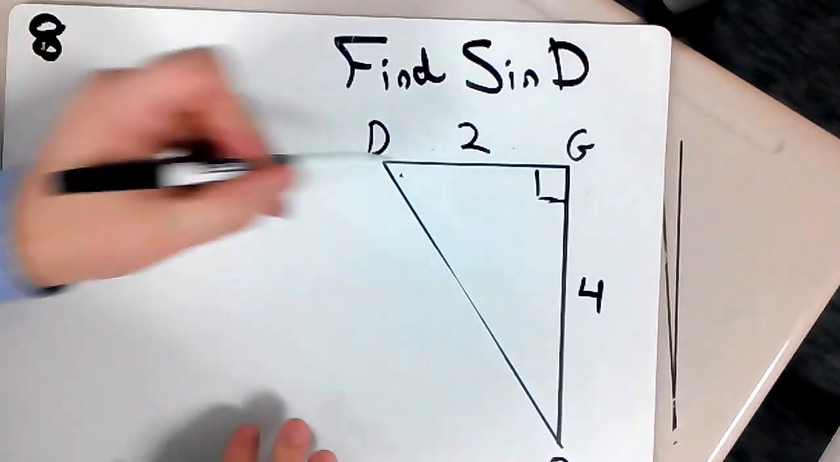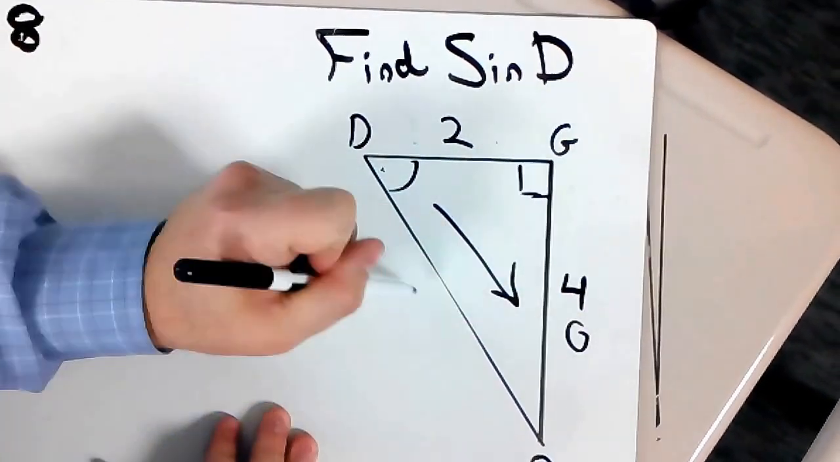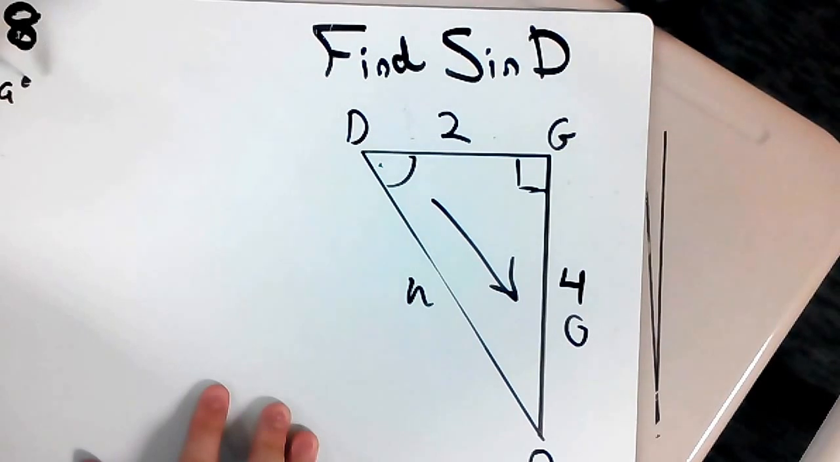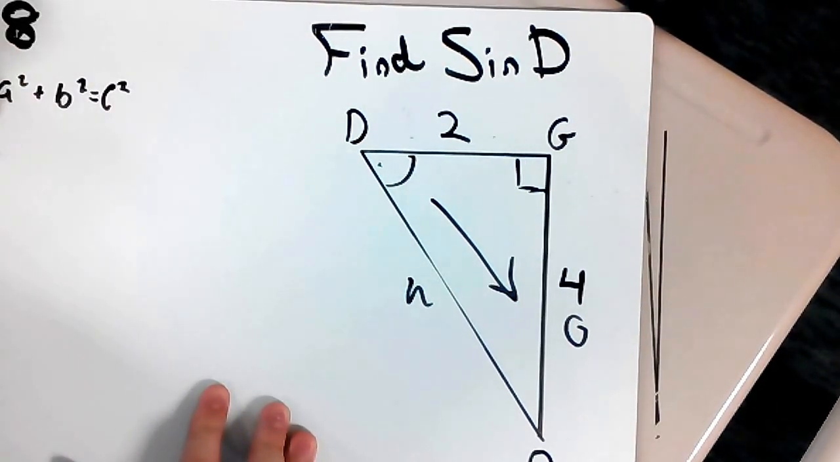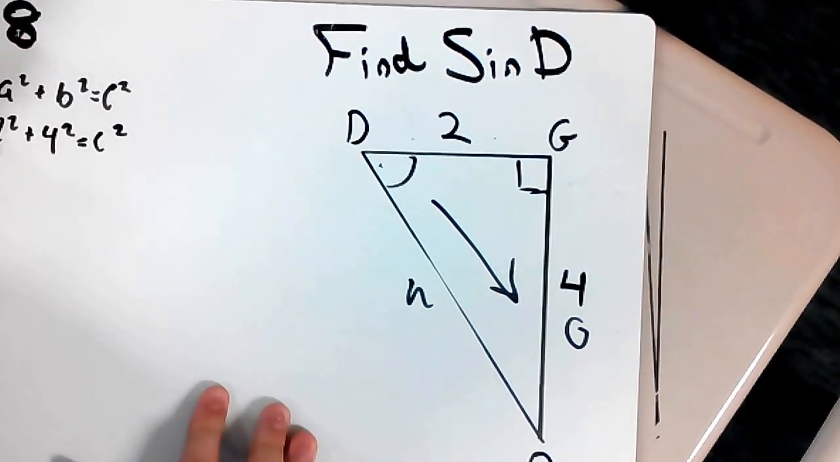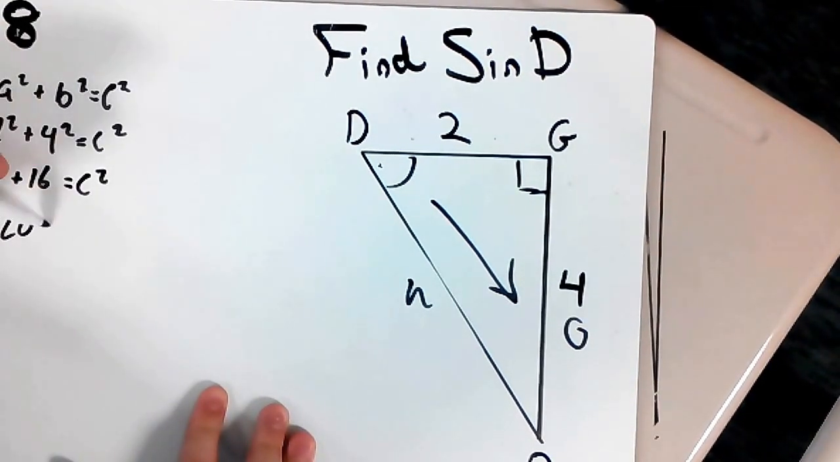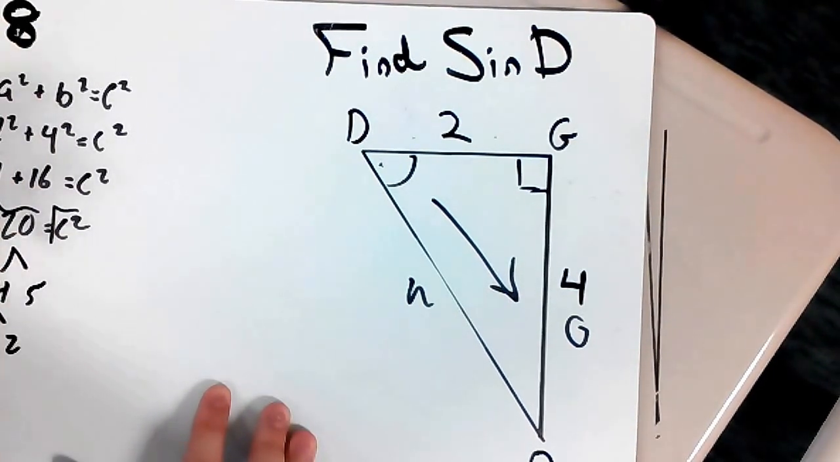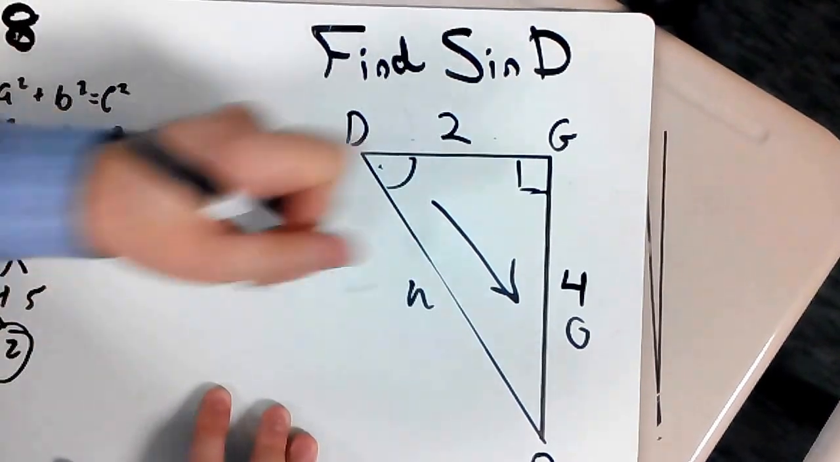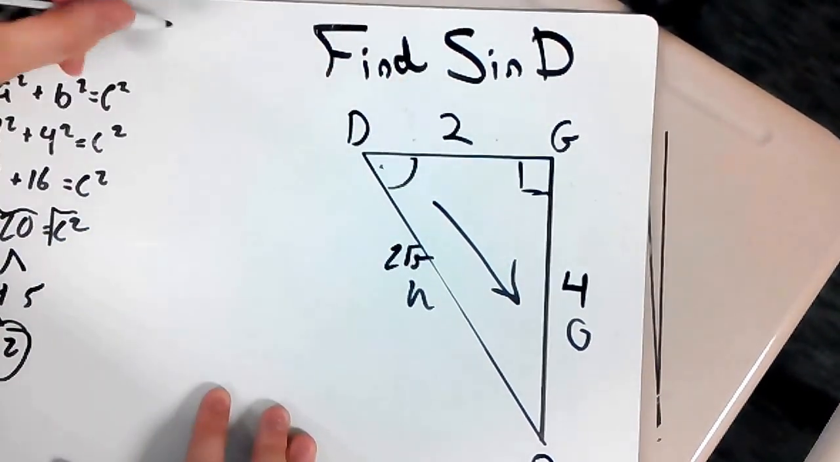I have to find the sine of d. This is opposite. Here's the hypotenuse. I'm going to do the Pythagorean theorem to find that side. Now remember, we're doing this without a calculator. So 4 plus 16 equals c squared, so 20 equals c squared. Now what I have to do is square root both of these. So this is going to be 4 and 5, 2 and 2. The 2's get out. So I have 2 square root 5.